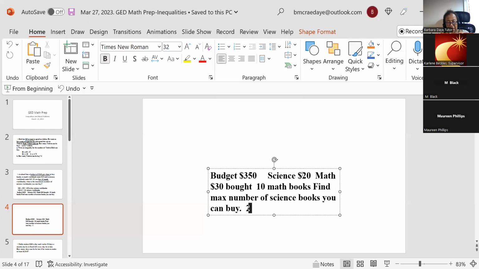It's best to write them out. Science 20, math 30, and 10 math books is going to cost you 10 times 30, or 300. That leaves you $50. I didn't write them out. I was trying to do it mental math, and I mixed up the numbers. You can do it mentally. You just got to multiply 30 by 10 and get 300, right, Mercedes?